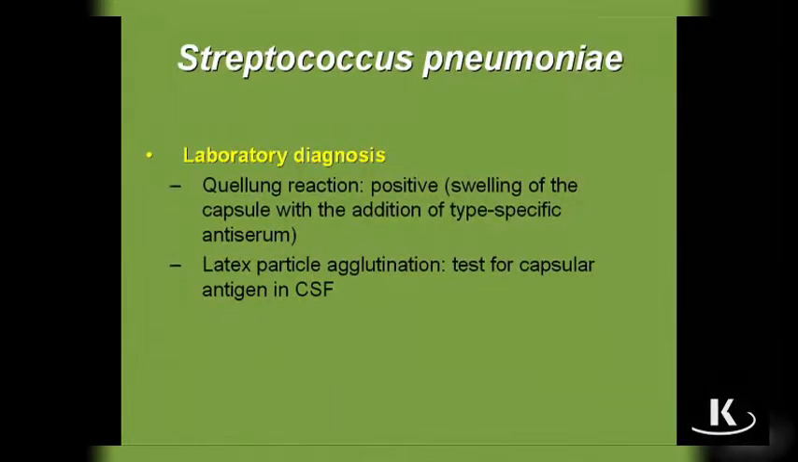So when we're going through this stuff, you're like, we don't even use that anymore. Clearly, we don't use it. We have better, faster, more specific tests, but old schoolers, they're still going to want to know you know what that is. So Quellung positive usually is to describe an encapsulated organism. Now, that's been mostly replaced by what you see next, which is the latex particle agglutination. And that tests very specifically for the capsules in the CSF. So either one of those you should really have a handle on for diagnosis.